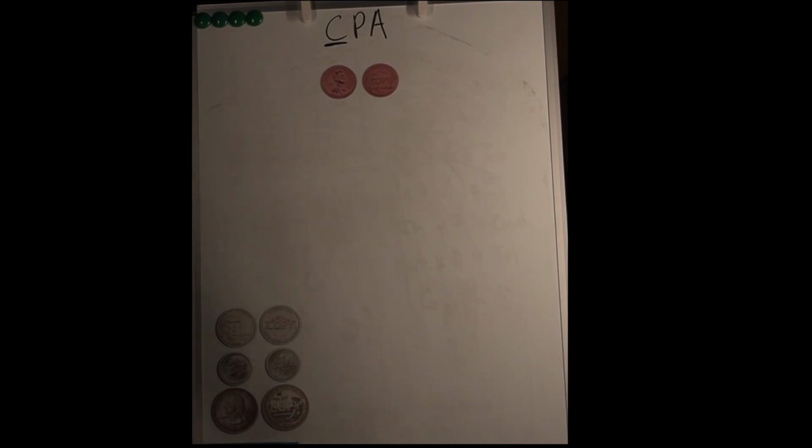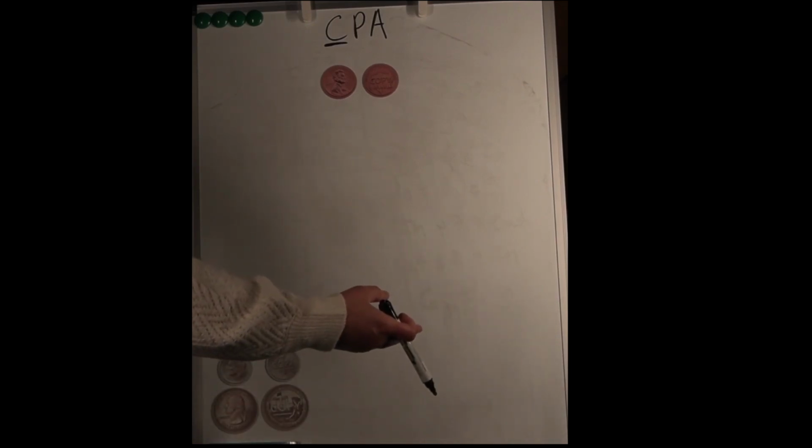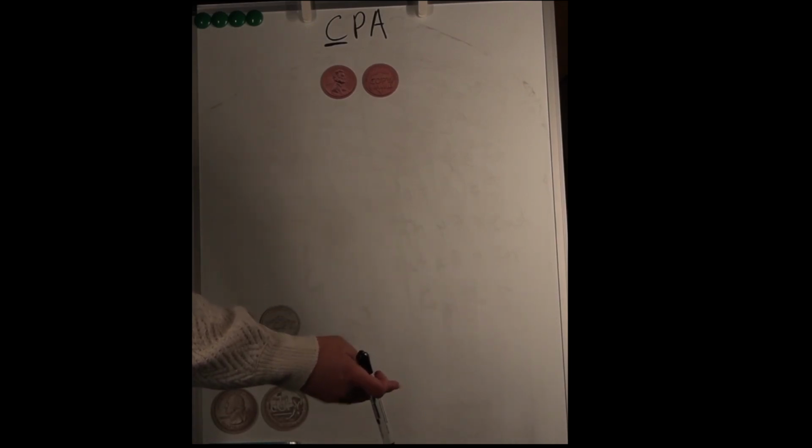So you may want to bring that into classes to be able to show students that when you see this, it means this was printed in 2010 or after, so it's a newer penny. And if you get one prior to 2010, you'll see the Lincoln Memorial. Make sure students know what that is, and that means that that's an older coin.